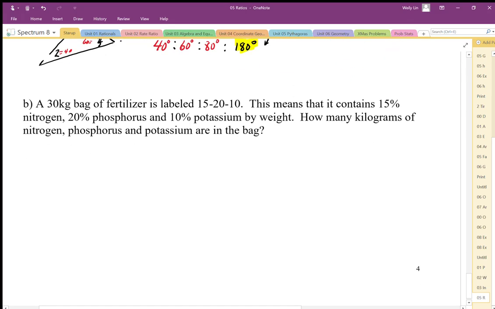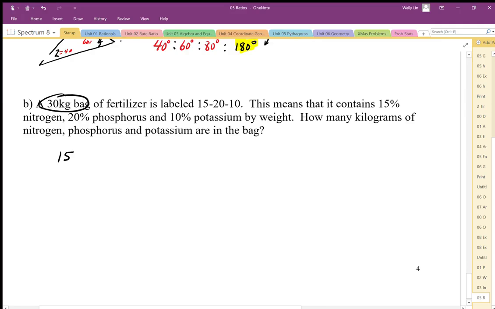For here we have a 30 kilogram bag of fertilizer. It's labeled 15, 20, 10, okay, which means that it contains 15% nitrogen, 20% phosphorus, and 10% potassium by weight. So there are other parts because you can see that that does not add up to 100%. So we want to know how many kilograms of nitrogen, phosphorus, and potassium are there in the bag. Well, what have we been given? What does that 30 kilograms relate to?